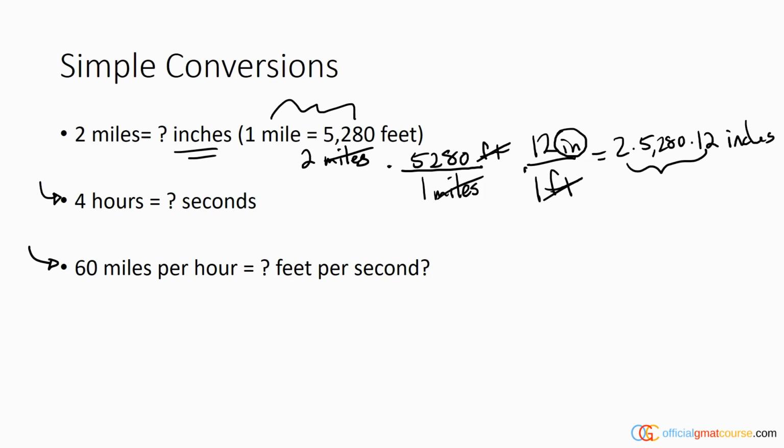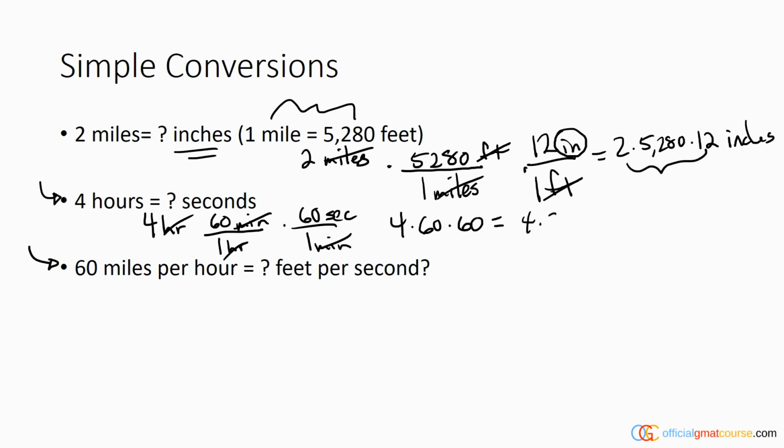4 hours is how many seconds? Well, 4 hours, I need to end with seconds on top. I'm going to cross-cancel hours, convert it to 60 minutes, and then 1 minute is 60 seconds. And minutes cancel, hours cancel, and we're left with 4 times 60 times 60, which is equal to 4 times 3,600. And I'm not even going to bother finishing this out, but why not?